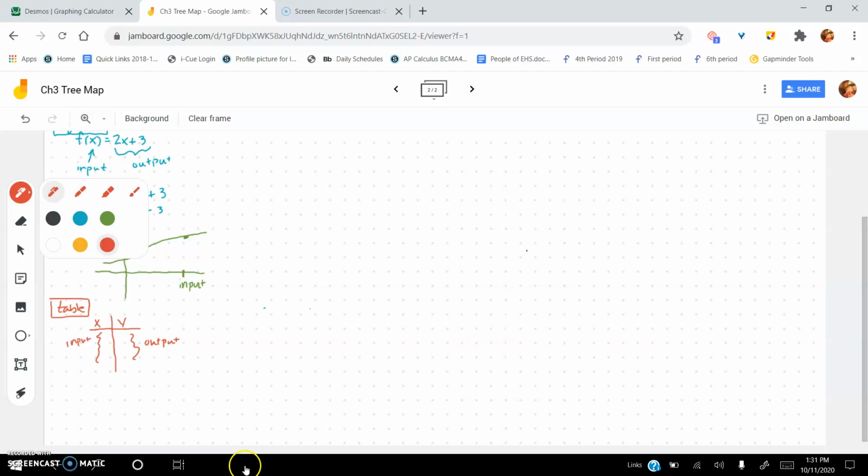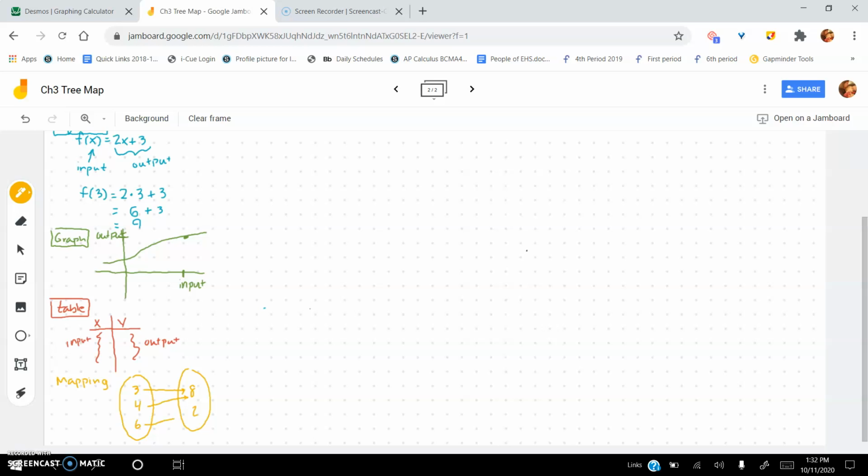Kind of related to a table, I could also have a function given to me as a mapping. And in a mapping, the ones with the arrows coming from them are the inputs, and the ones with the arrows pointing to them are the outputs. So the 3 would be the input, 8 would be the output. 4 would be the input, 8 would be the output. 6 would be the input, 2 would be the output.